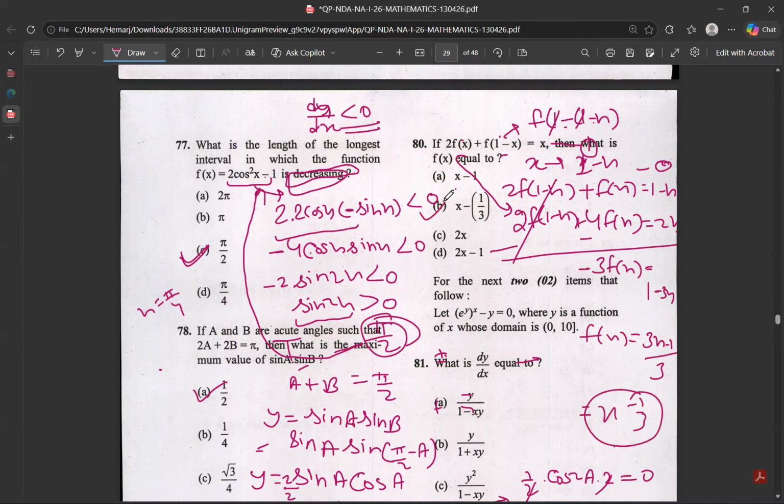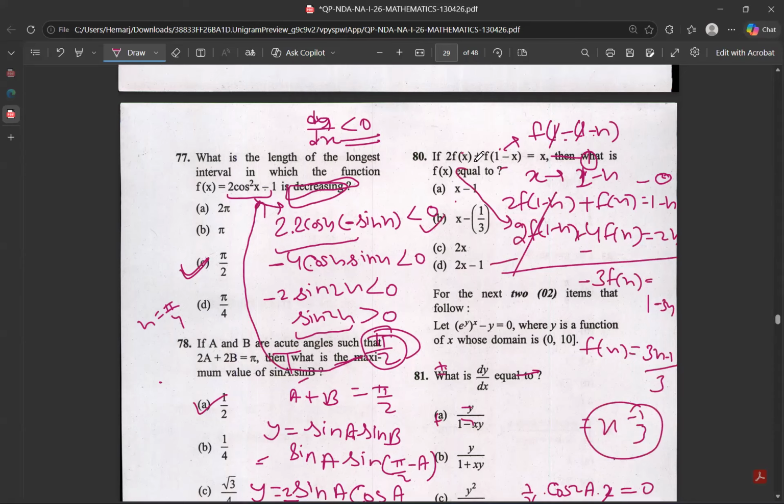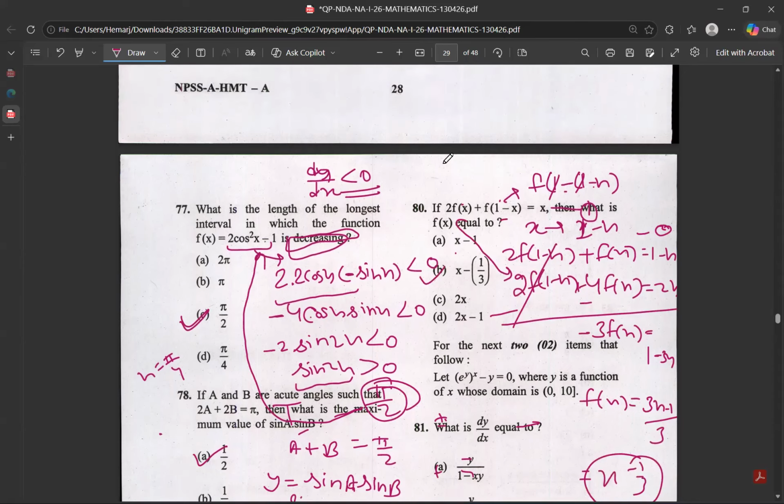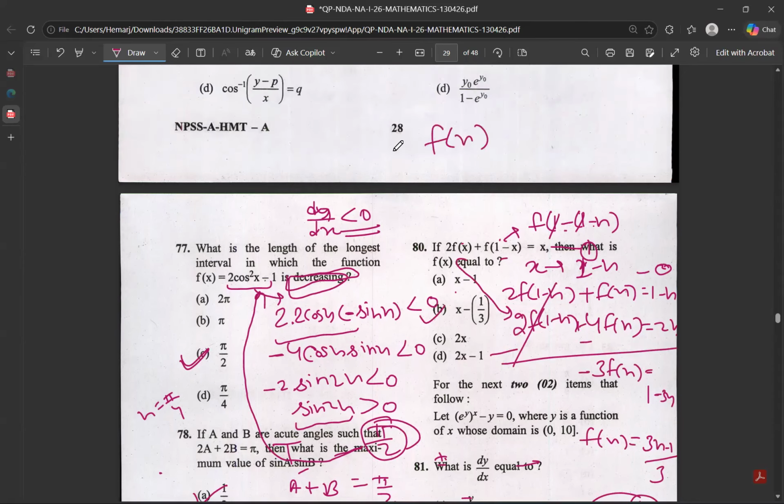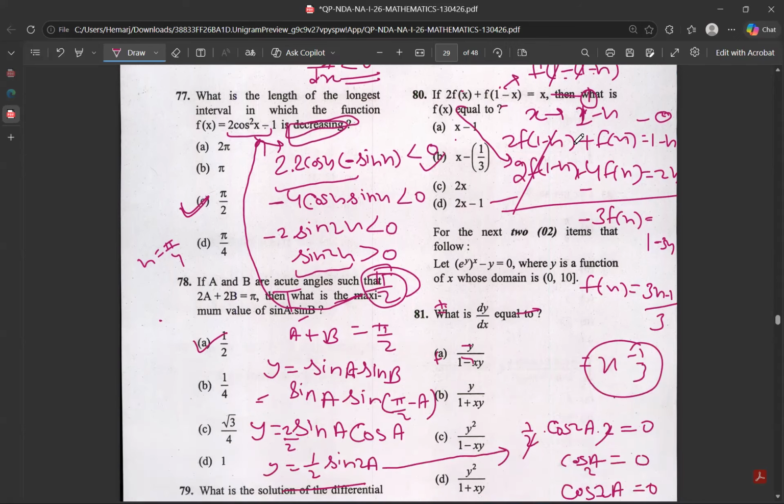The main thing to understand in this question was replacing x with 1 minus x. See, the question can be asked like this as well: 2x f of 1 minus x is equal to something. So let's take 3 minus x. In that case, the other equation has to be created by replacing x with 3 minus x.